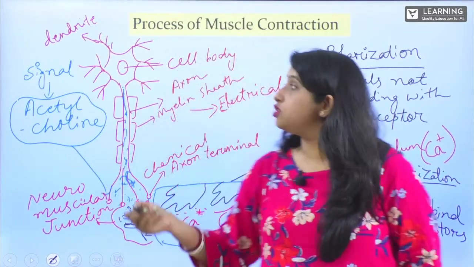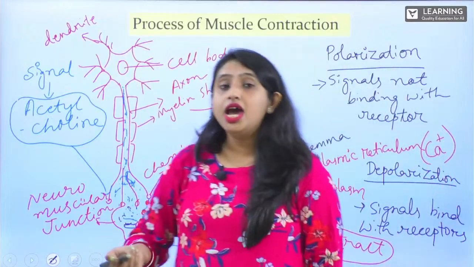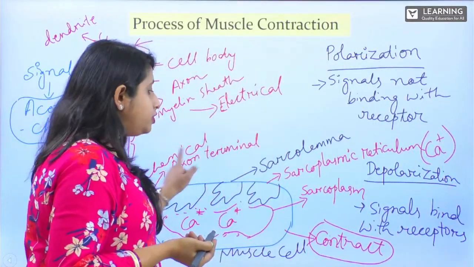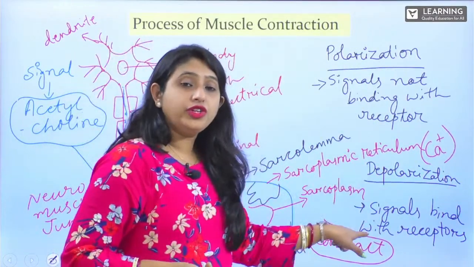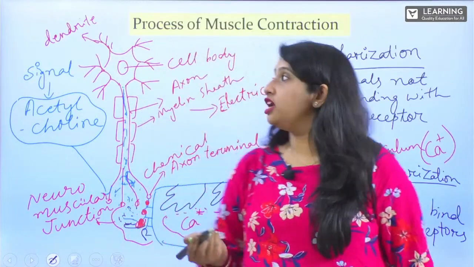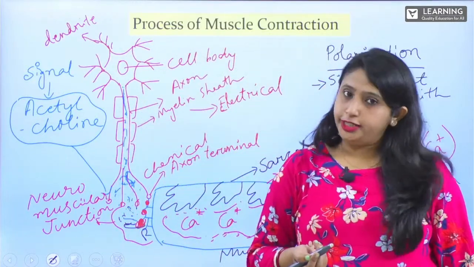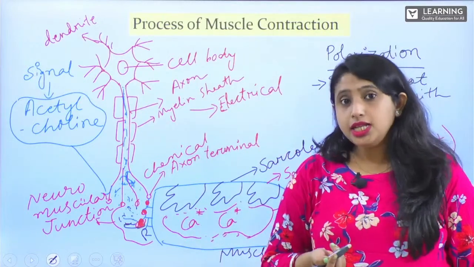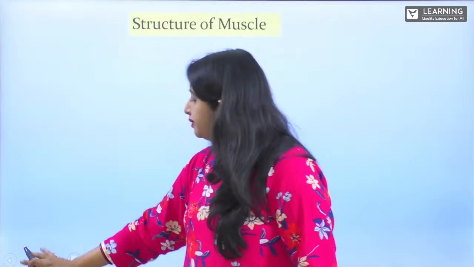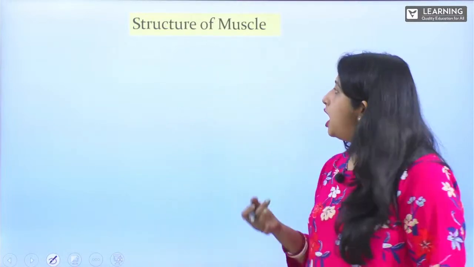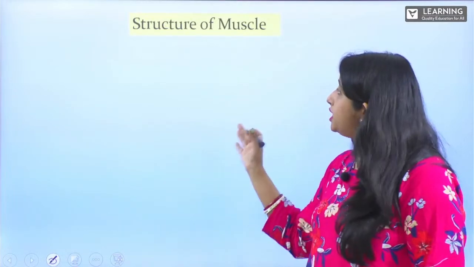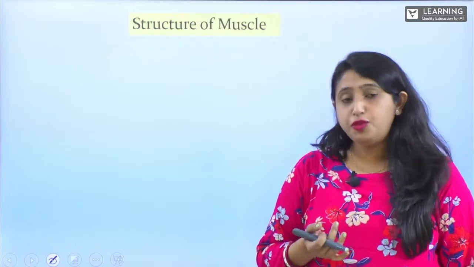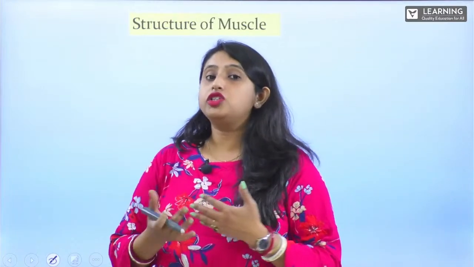It's because of the signals which have been transmitted by the nerve cells. Because of which the contraction is taking place in our body. Is that clear? This is the process of muscle contraction. Now next, are you clear up to this? Now next, let us learn about the structure of muscle. So how is the structure of muscle?